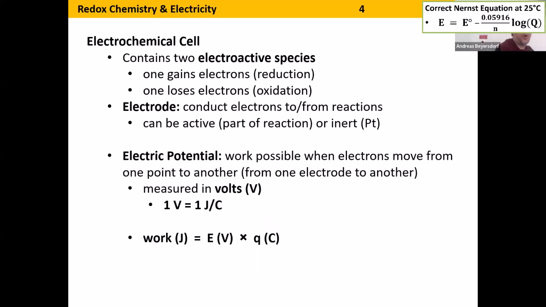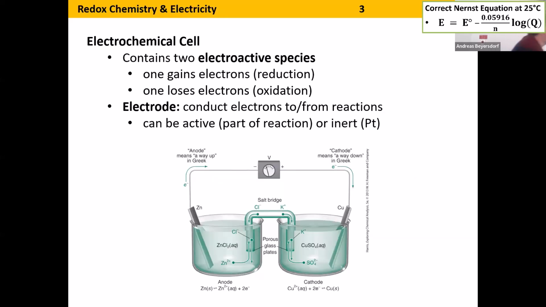The electrode that has oxidation, we call that the anode. The electrode where we have reduction is called the cathode, okay? And the anode becomes negative because it's producing electrons. The cathode is positive, right? Because it requires electrons. And so electrons flow from the anode to the cathode.